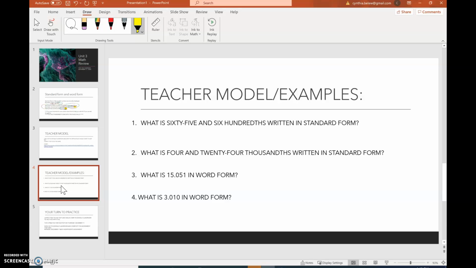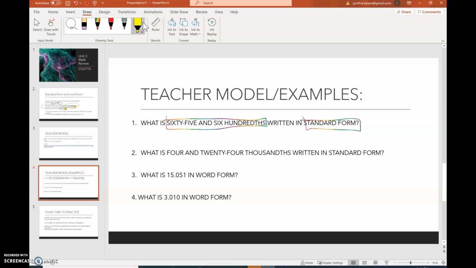So one thing I want to point out when we're talking about math is the questions. I can annotate in the questions. In fact, I expect you to. This one says, what is 65 and 6 hundredths written in standard form? So I would box 65 and 6 hundredths written in standard form.